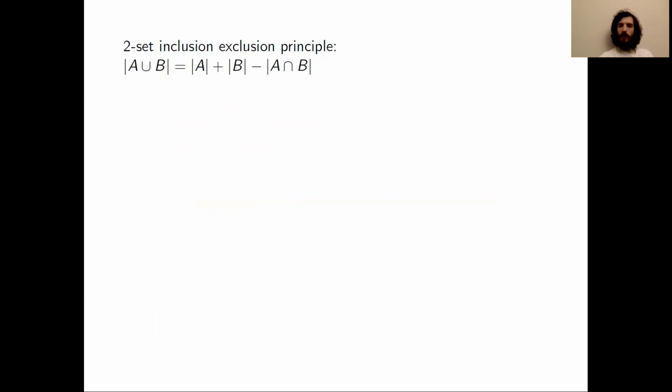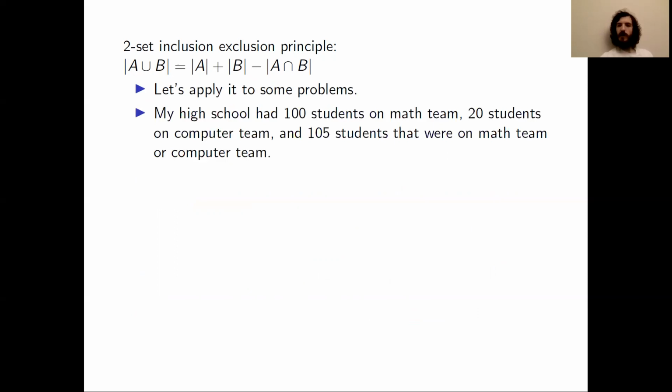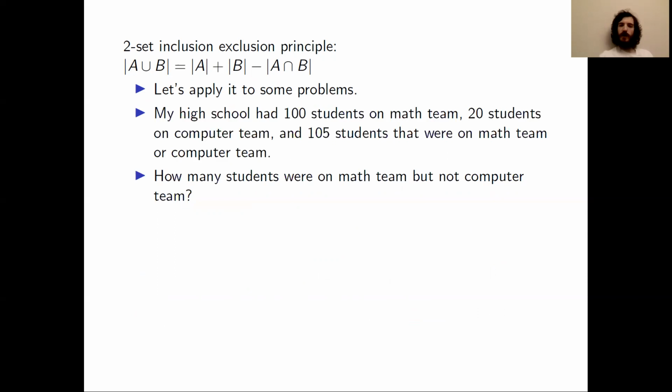Let's do one more problem with the setup. Same setup with the students on math team and computer team. But now the question is how many students are on math team, but not on computer team? So in the last problem, we found the cardinality of B minus A. Here, we just want to find the cardinality of A minus B.